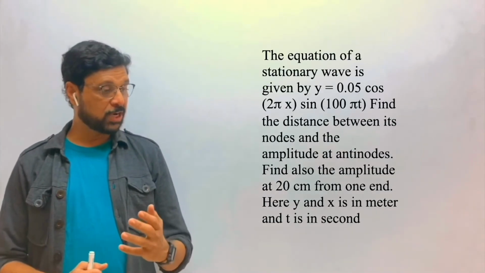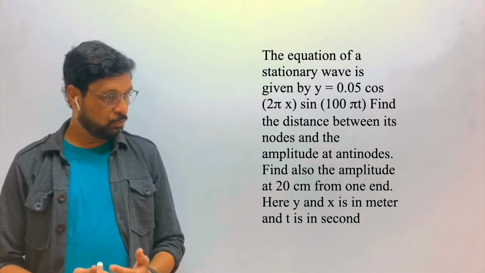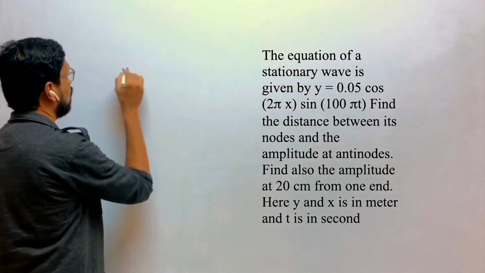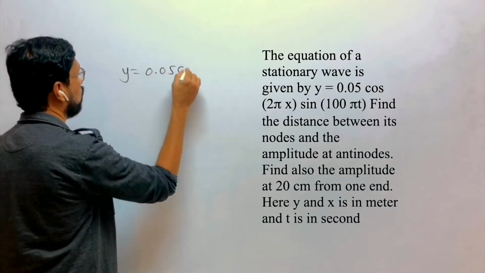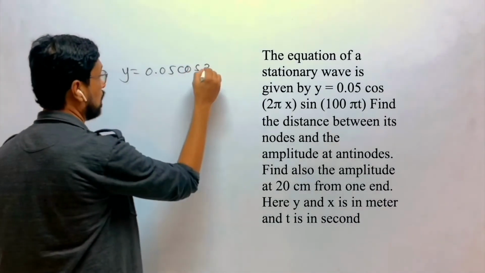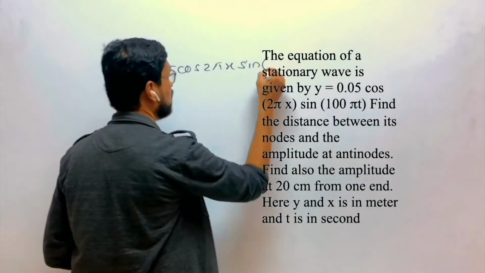Before we move on to the next theory article, we'll solve a few simple basic level numericals. Here comes the first one. The equation of a stationary wave is given by y is equal to 0.05 cos 2 pi x sin 100 pi t.